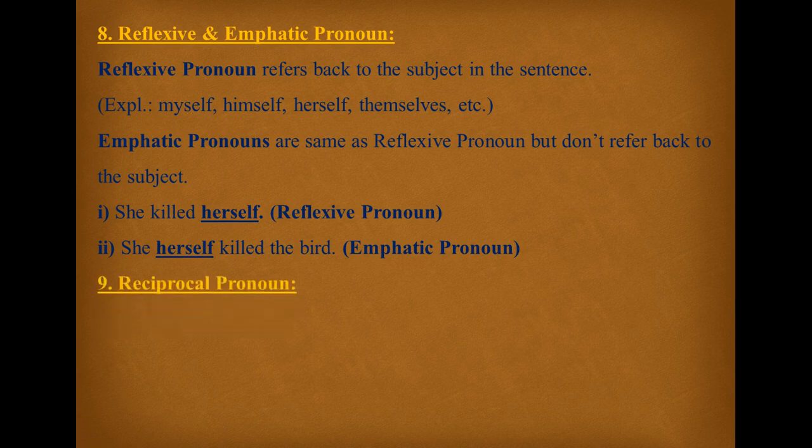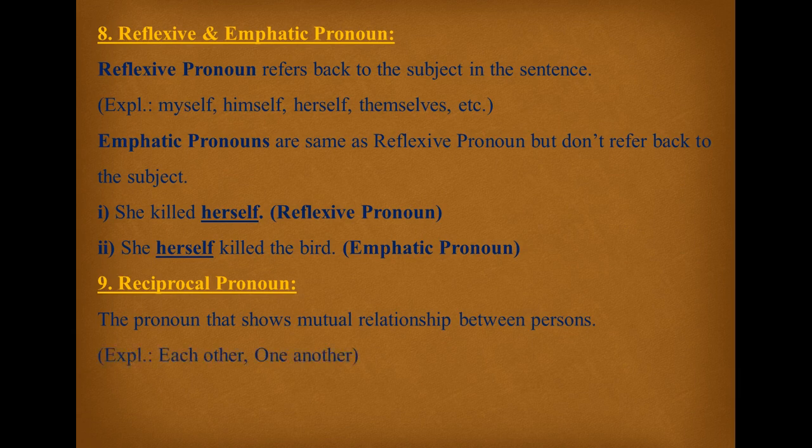Number 9, reciprocal pronoun. What is a reciprocal pronoun? The pronoun that shows mutual relationship between persons. What are they? Actually, in English, we use these two phrases: each other and one another. So these are the kinds of pronoun, that means 9 kinds.